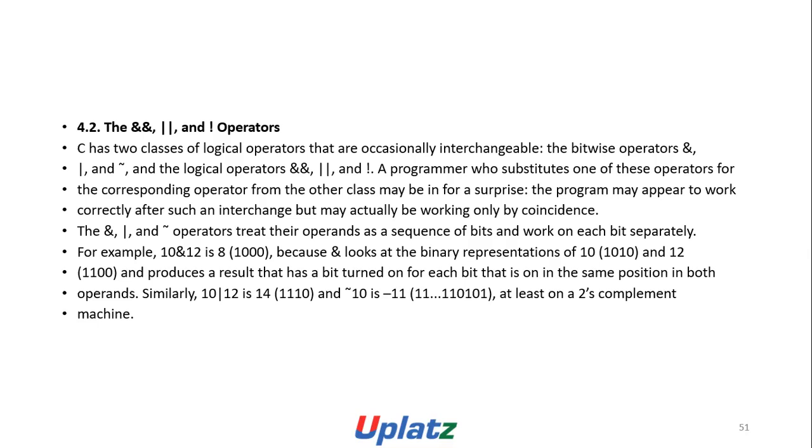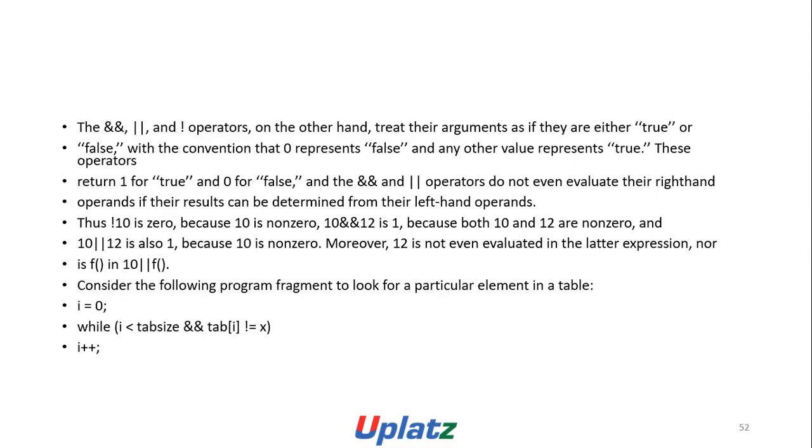For example, 10 & 12 is 8 (1000) because & looks at the binary representation of 10 (1010) and 12 (1100) and produces a result that has a bit turned on for each bit that is on in the same position of both operands. Similarly, 10 | 12 is 14 (1110), and ~10 is -11 (...11110101), at least on a two's complement machine.